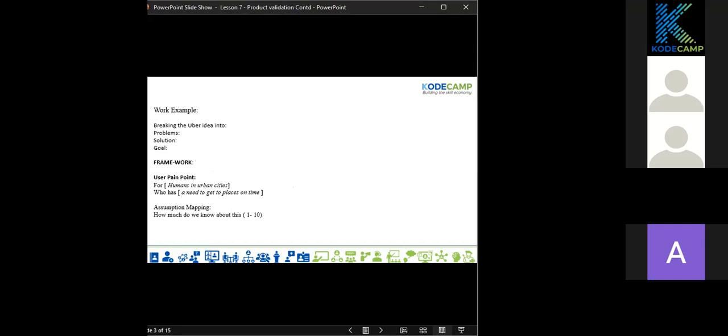So back to the work example, this is just an analogy of Uber and what we said about Uber. So here, these are pain points for humans in an urban city who have a need to go to places on time. And the assumption concern here will be, how much do we really know about this? So you believe that you want to create a product like Uber in an urban city. Why? It could be because of smooth roads. It could be because more people are there who use it.